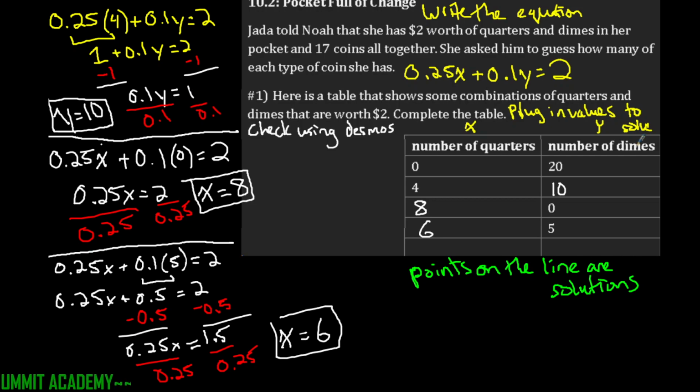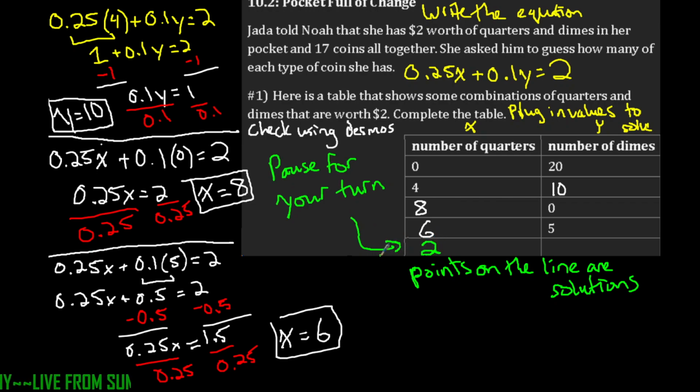And for the last one, what I'm going to do is I'm going to say, okay, now solve. We're going to say pause for your turn. And what I'm going to say is, I will give you the x value. I will give you that the value for x is 2. I want you to solve for this y value. So when x equals 2, what is your y value? So make sure you can pause for your turn. You can ask questions as they come up.